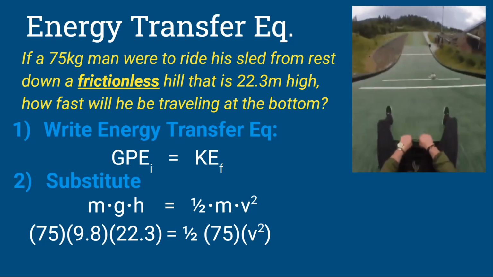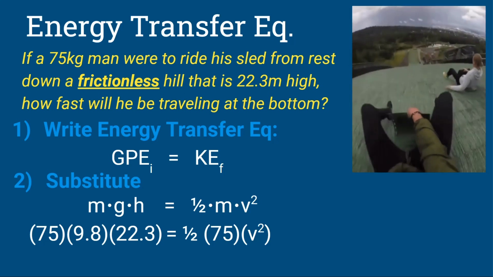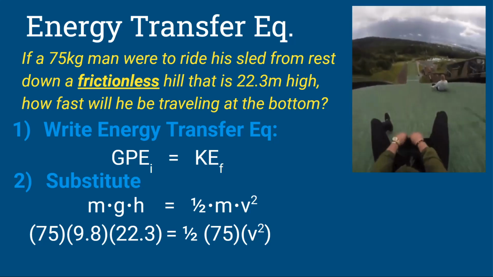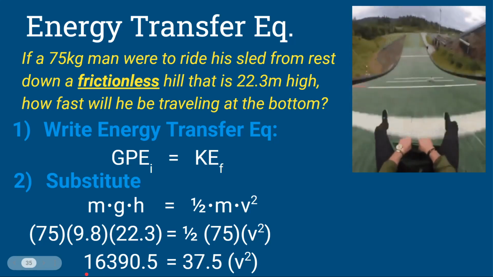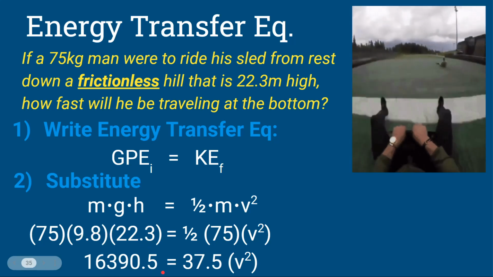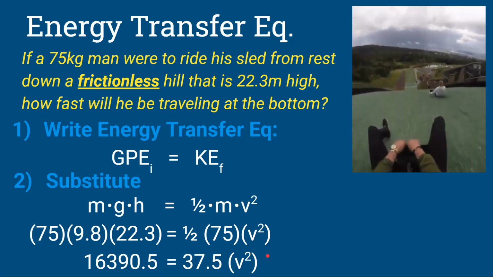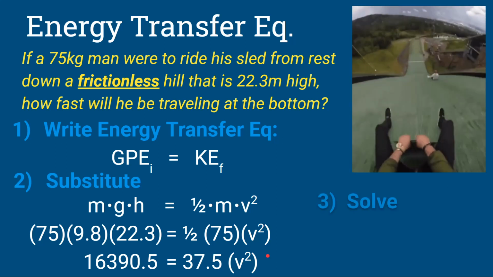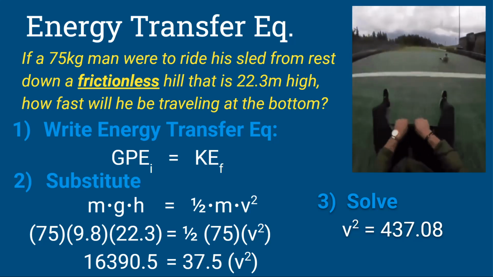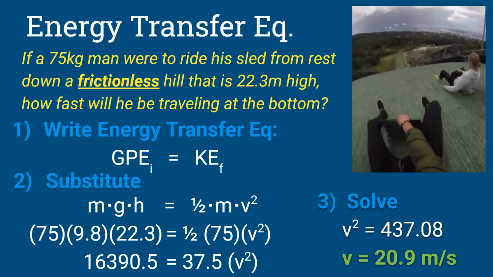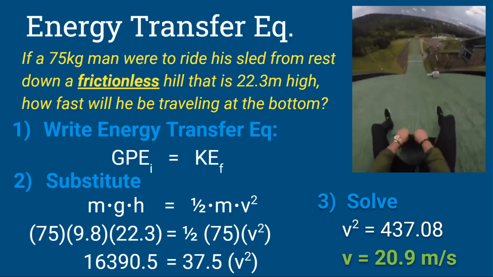That initial gravitational potential energy should be equal to his kinetic energy at the bottom, which means I can find his velocity. 1/2 times 75 times v squared. This entire left side is equal to 16,390.5 equals 37.5, that's half of 75, times v squared. From here, I would divide both sides by 37.5, which is 437.08, but that's v squared, and then I would take the square root. And I would get that his velocity at the bottom is almost 21 meters per second, 20.9 meters per second.